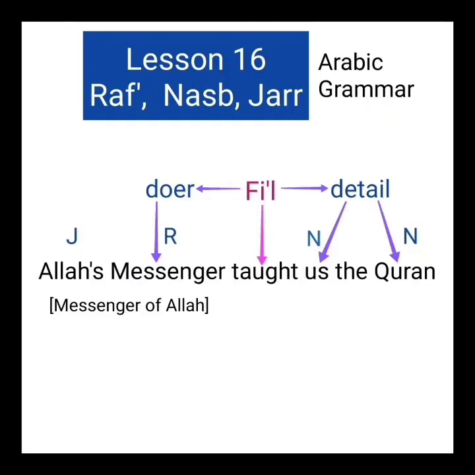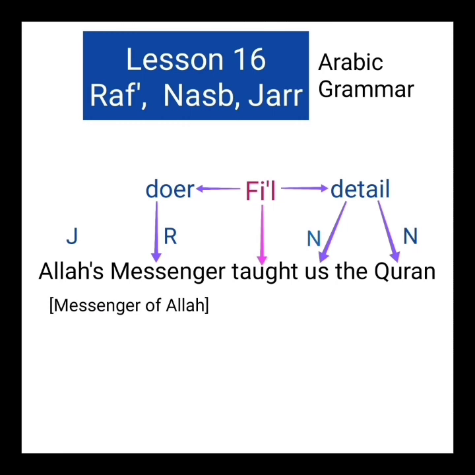Let us give the Rafa, Nasab and Jar status to the isms present in a single sentence. Allah's Messenger taught us the Quran. In this sentence, taught is the fail and the doer of this fail is messenger. So we give Rafa status to the word messenger. Word Quran is the detail of the fail because it is telling us what the messenger taught. So we give status Nasab to the word Quran.